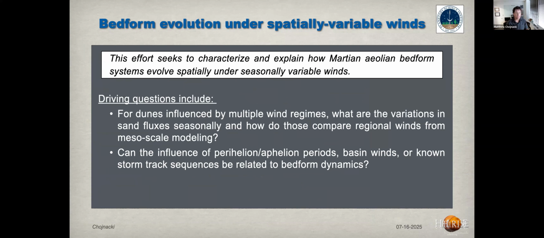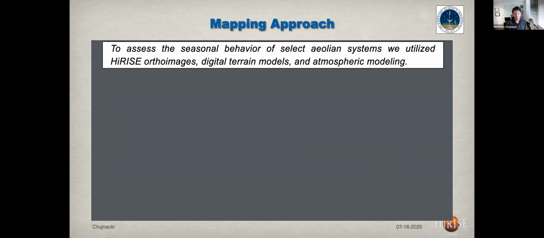The questions that we wanted to answer are, for these dunes influenced by multiple wind regimes, what are the variations in sand flux seasonality, and how does that compare with regional winds from mesoscale modeling? And then, can the influence of perihelion or aphelion periods, basin winds, or known storm track sequences be related to bedform dynamics? So to assess the seasonal behavior of select aeolian systems, we utilized HiRISE ortho images, digital terrain models, and atmospheric modeling. HiRISE, of course, is on Mars Reconnaissance Orbiter.